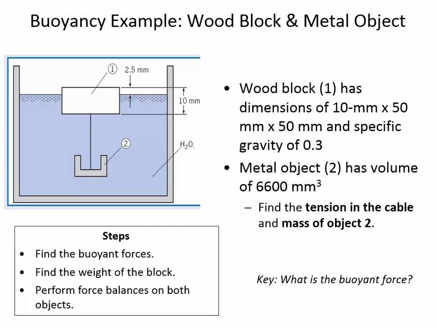We know two of those three. We know the buoyant force and we know the weight of object 1, so we can find the tension in the line. And that tells us that the tension is the buoyant force from object 1 minus the weight of object 1. That is 0.184 newtons minus 0.0736 newtons. So the tension is 0.1104 newtons.